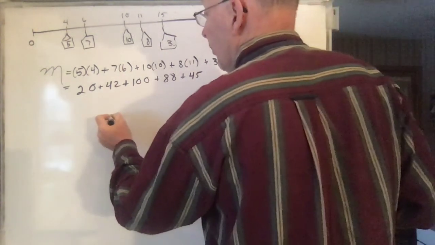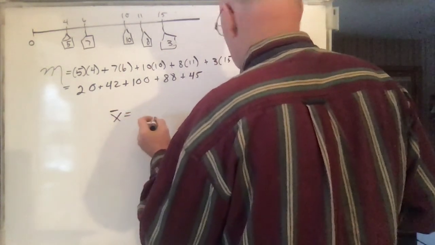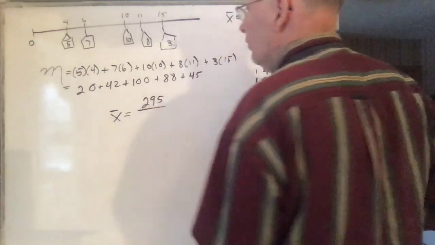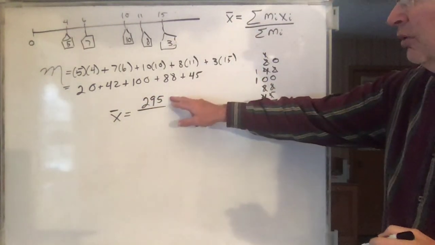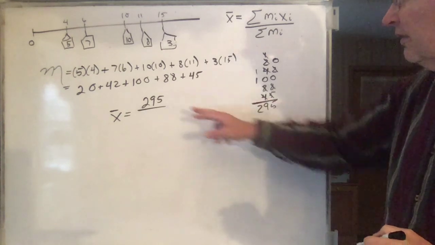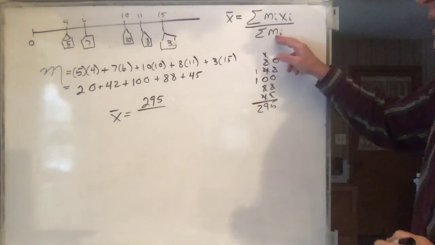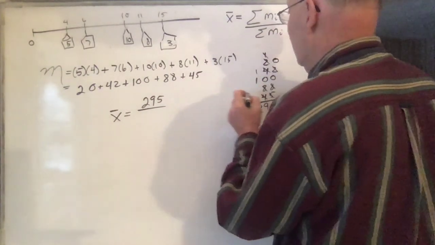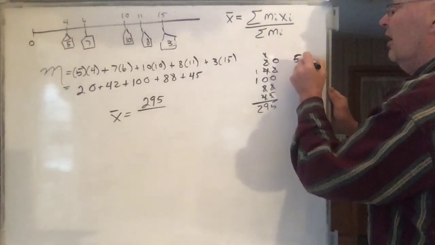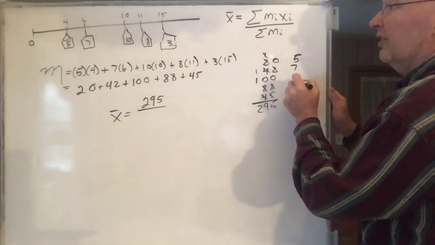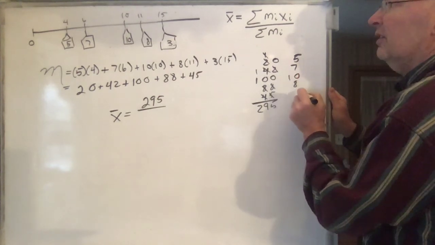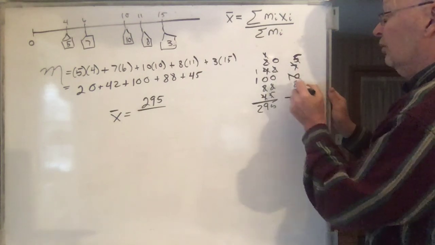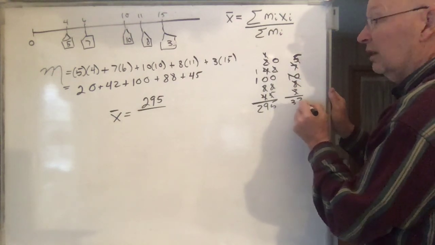And so the center of mass is going to be 295 divided by, I'm sorry, that's the total moment right there, divided by the total mass. What's the total mass? The total mass is simply 5 plus 7 plus 10 plus 8 plus 3, which is 12, 22, 30, 33.